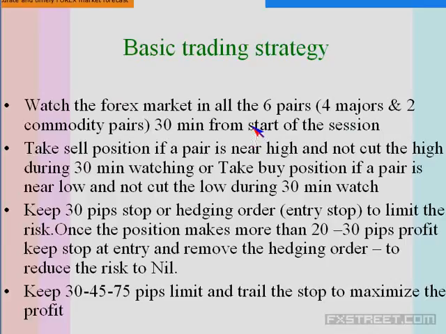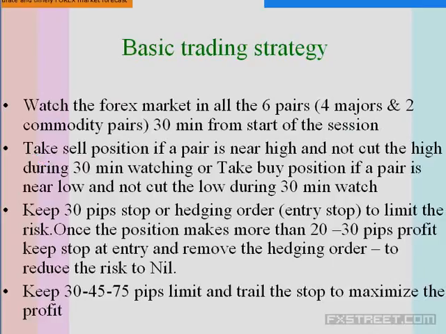So how exactly does our basic trading strategy work? We watch the forex market in all 6 pairs, 4 majors and 2 commodity pairs, for 30 minutes from the start of the session. So 13:30 GMT, the US session starts, and till 14:00 GMT we watch. Then we take a sell position if a pair is near the high and does not cut the high. Similarly, if the pair is near the low and does not cut the low, we try to take a buy position.